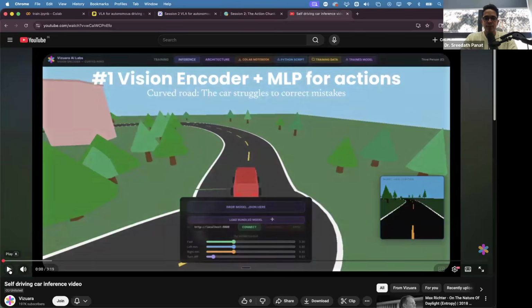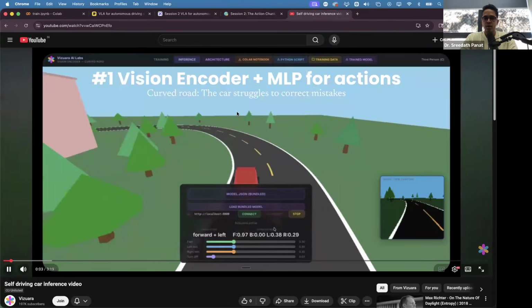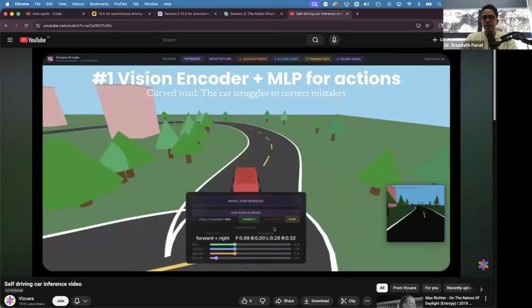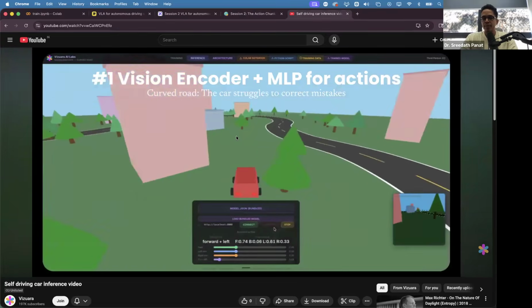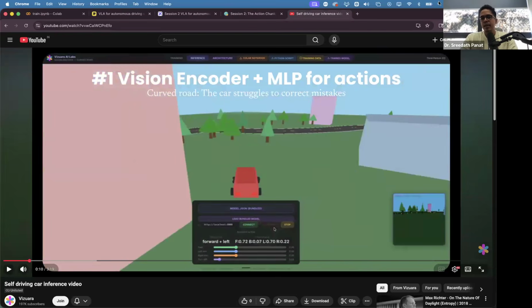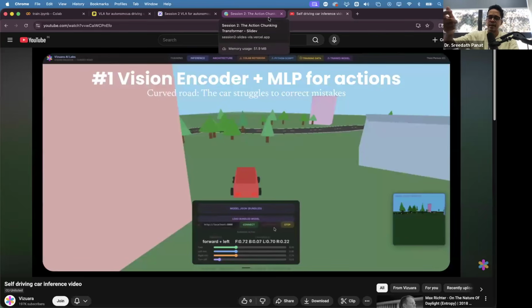So this is the video where I'm using the vision encoder alone with a multi-layer perceptron for acting. One thing is, if the car does not make any mistake, it will go along the road. But if the car makes a mistake, it struggles to come back to the road, because it can make a mistake at any point. If you are recording the training data, you have to show a lot of cases where the car makes a mistake and comes back by correcting it. You have to show that in the training data. Only then can it learn from it.